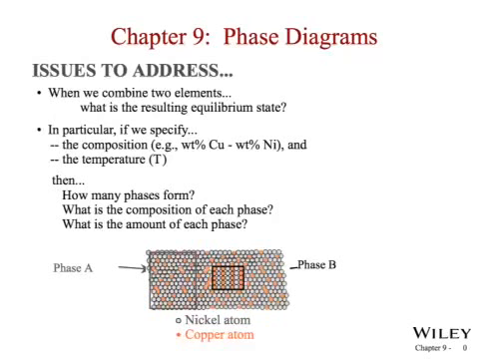Hello, this is the Chapter 9 video review of Material Science. This is the Callister text. So Chapter 9 was titled Phase Diagrams. Basically, a summary of this chapter is that we're going to be using phase diagrams and looking at them.